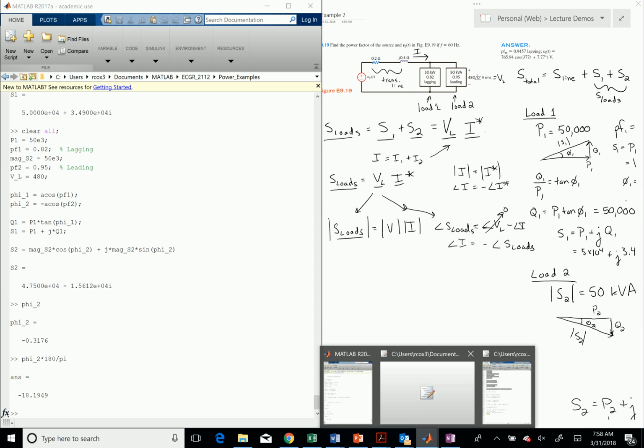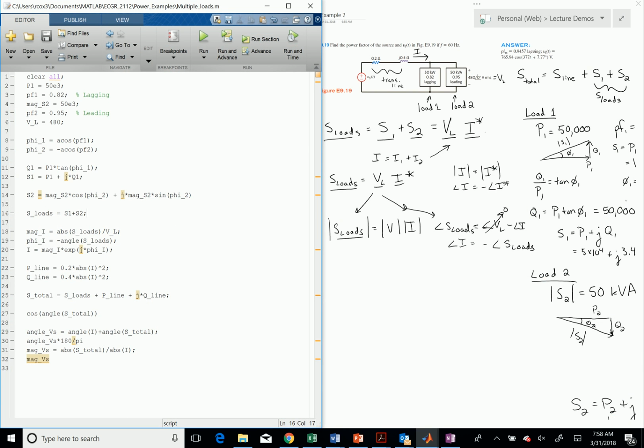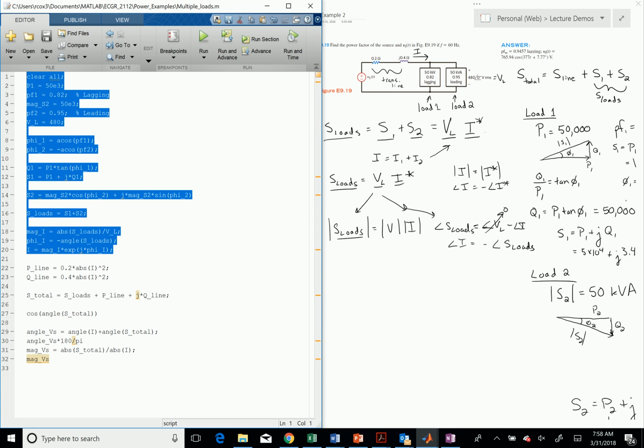Well, let's go to my MATLAB script again. So here's S loads, is S1 plus S2. I take the magnitude of I by saying, give me the magnitude of S load. So in MATLAB, if I type the command abs, I get the magnitude of the vector, and I divide that by VL. So VL was just 480, right? And then phi I is the negative angle of S loads. And then I say that the phasor is the magnitude times e to the j angle. Okay, so I run that.